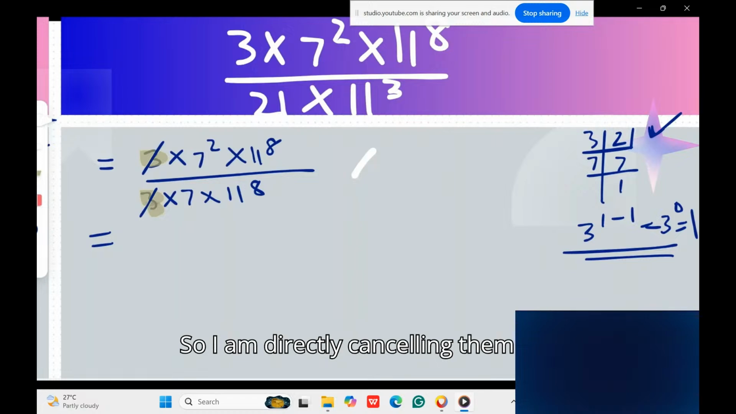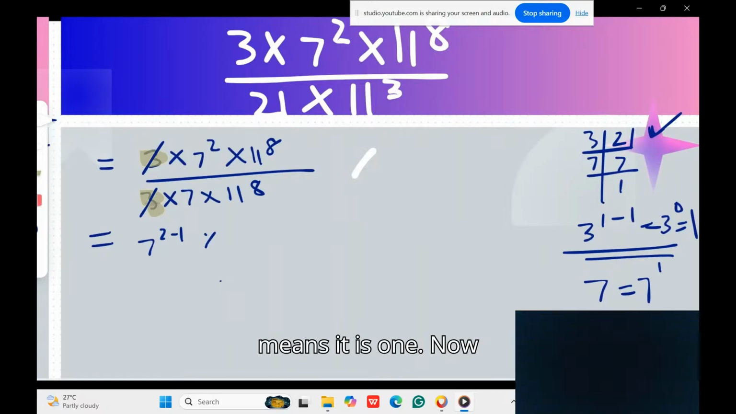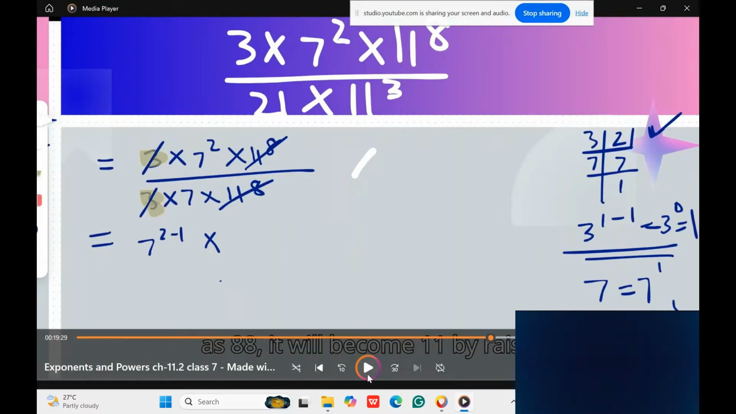Perfectly all right. Now next step, 7 raised to the power 2 minus 1, because I hope you remember that if there is no power written, it means it is 1. Now here also there are two ways. Either you can cancel them out directly because the powers are same, the numbers are same, or you can write this part as 8 minus 8. All right, you're correct. It is 3 in the denominator. I think I misread it as 8 and cancelled it out.